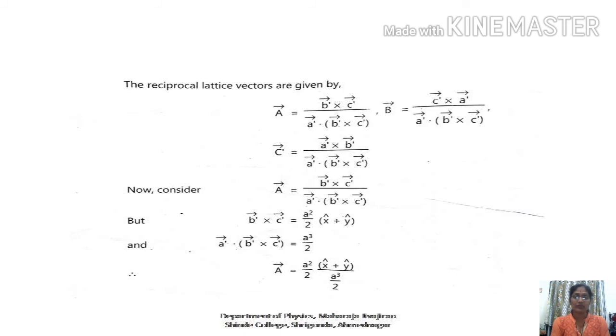Just now we have found out the value of B dash cross C dash. Its value is a square by 2 into x cap plus y cap. And just now we have also calculated the value of volume as a cube by 2. Substituting these two values in A, we will obtain the reciprocal lattice vector A is equal to a square by 2 into x cap plus y cap divided by a cube by 2.